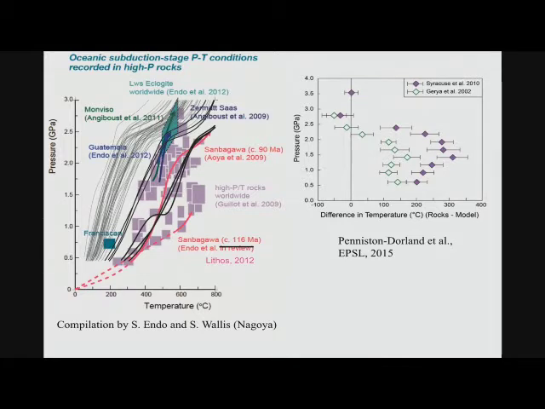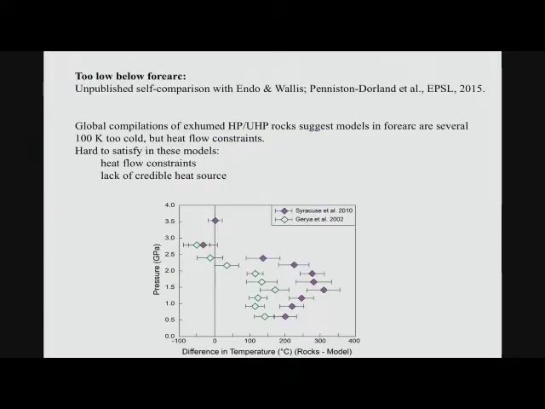And I'm going to talk about the assumptions that go into our models, because I'm not a metamorphic petrologist, and I assume that everybody who does these compilations knows what they're doing. So, at face value, our models are much too cold in the forearc. Notice that it's only in the forearc. Once we get past the forearc, we're okay. So the continental fragments are just spot on. It is that forearc that's the problem. And I don't know what to do with this.